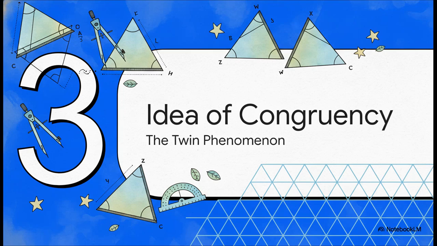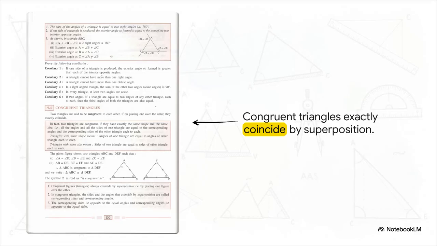Section 3. The idea of congruency, the twin phenomenon. Let's really look at what it means for 2 triangles to be identical twins. Okay, so the ultimate test of congruency is a concept called superposition. Imagine you have triangles ABC and DEF. If you were to literally pick up triangle ABC and place it directly over DEF, they would match perfectly. They exactly coincide. Every single side covers its corresponding side, and every angle sits completely flush over its corresponding angle.